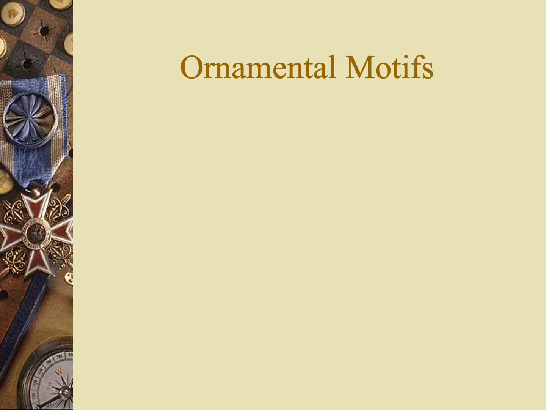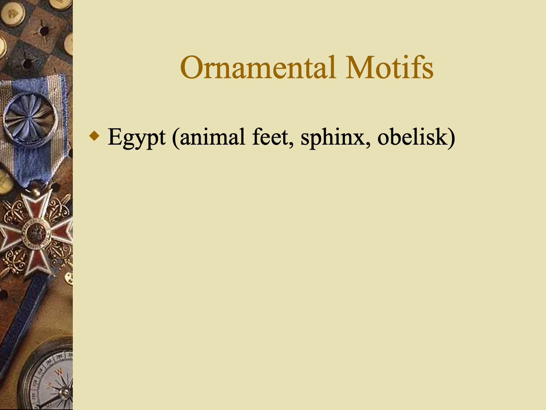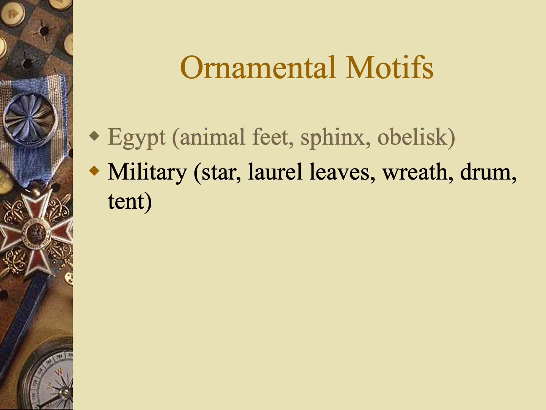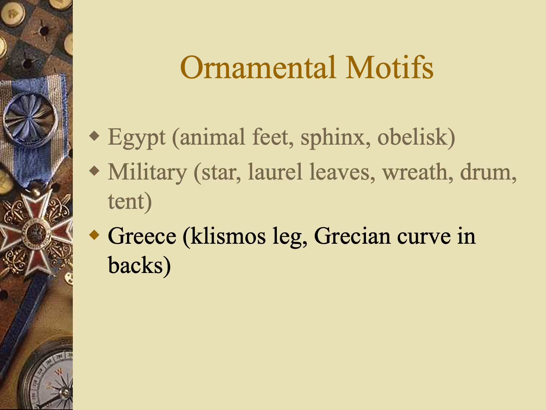Moving on to the ornamental motifs, most of these we just spoke about, so you should be able to recognize them quite easily. In the Egyptian influence column, we have the animal feet, the sphinx, and the obelisk making returns. In the military style, we have the stars, the laurel leaves, the wreath, and the drum, and the tent. In the Greek influence category, we have the Klismos leg and the Grecian curve in the back of chairs. And lastly, we have his monogram, so N for Napoleon, and he was also quite fond of the bee pattern.